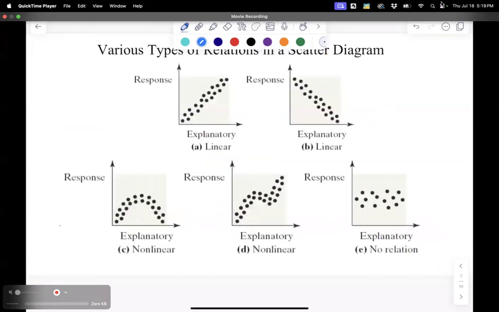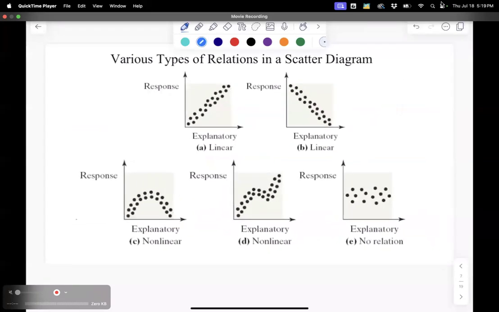Okay, so we have some different types of relations in our scatter diagram. I'm going to make this a little bit smaller so y'all can see it. In this class we are focusing on linear relations. We are not focusing on any of the nonlinear relations. If you go on to Math 244 or Stats 244, you might move into some of the nonlinear relations, but we are focusing solely on linear relations. So if I say that there's no linear relation, it doesn't mean there's not a relation at all. It just means it's not linear.